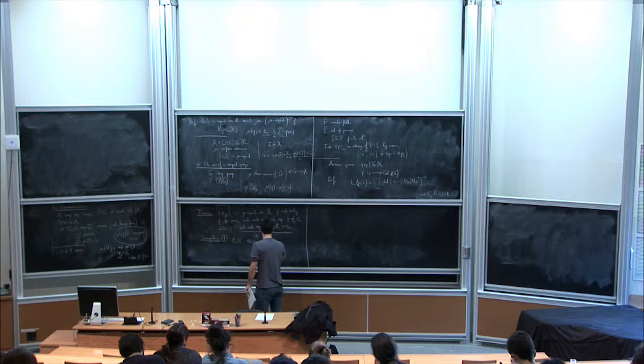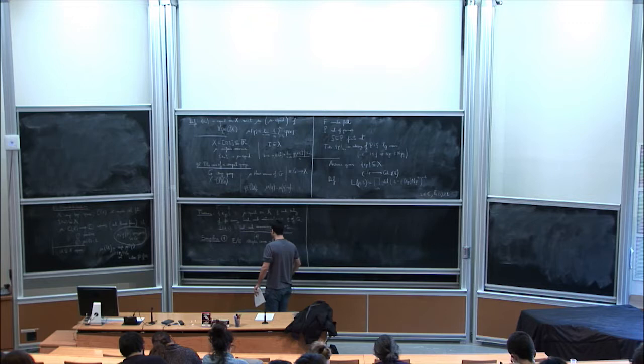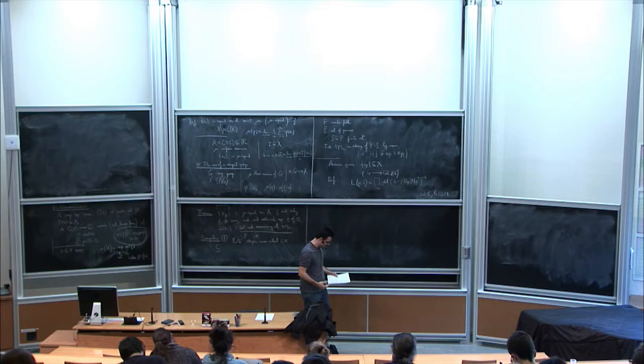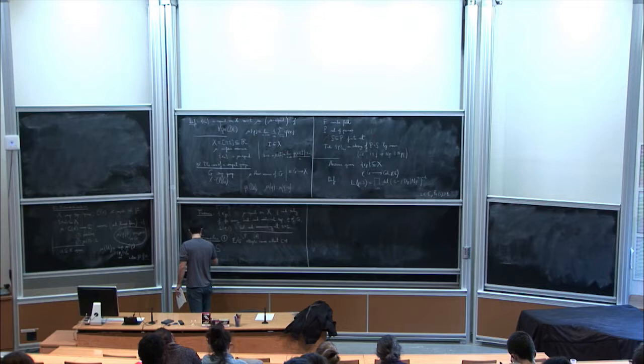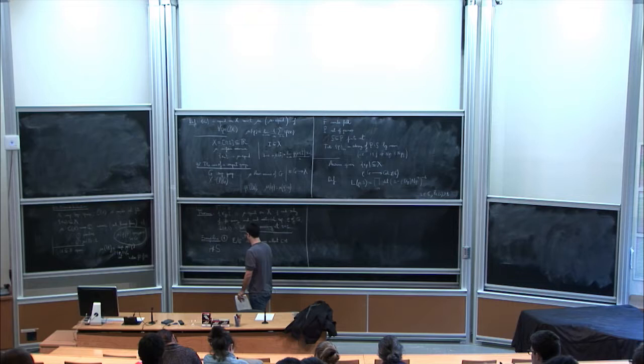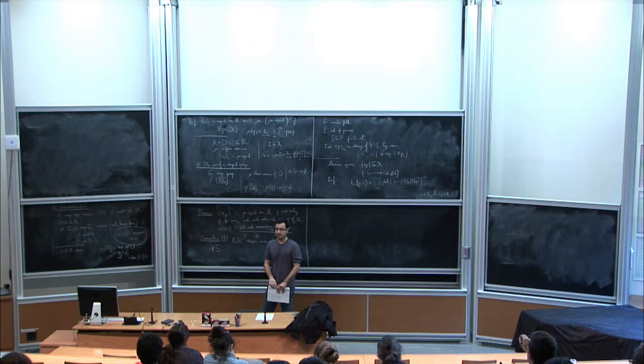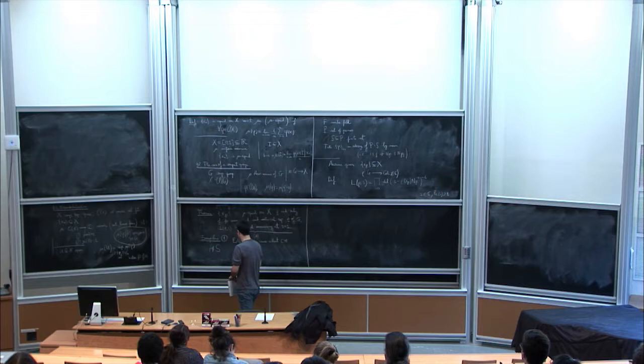Without complex multiplication. So in this case, the field F will be Q. The set S will be the set of primes of bad reduction of this elliptic curve. And then, as we have seen also this morning, if we have a prime that is not in this set S, we might consider the local factor of the elliptic curve E at P, and it will have the following shape.